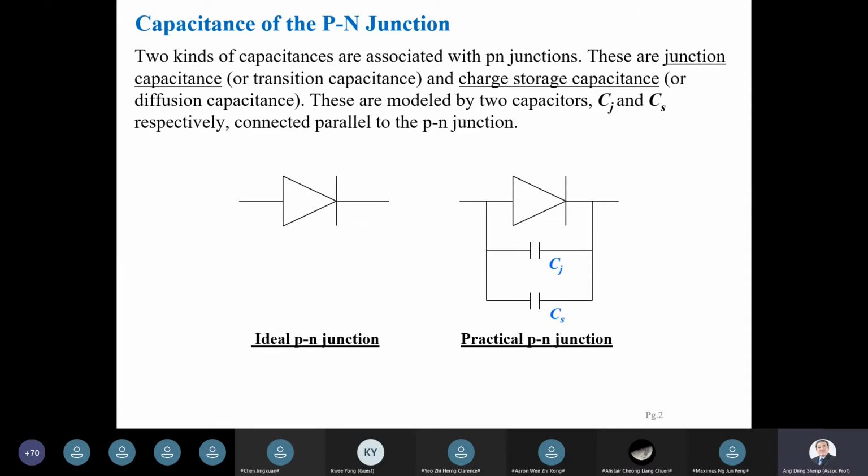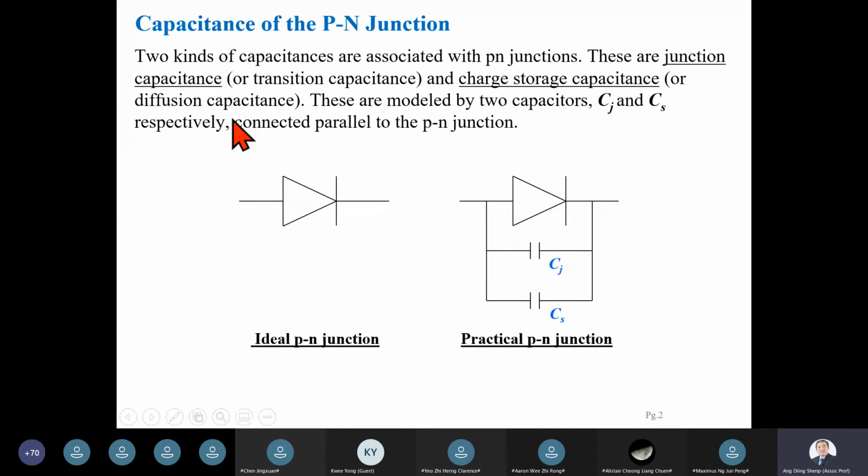The reason is very simple. A PN junction stores charge, and the amount of charge it stores can be varied according to the voltage applied across the PN junction. All right, we'll come to the point of charge storage later on. In fact, there are two different types of charges that can be stored at a PN junction. So that gives rise to two kinds of capacitances.